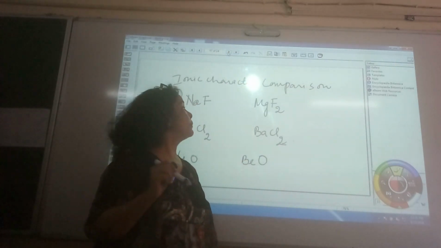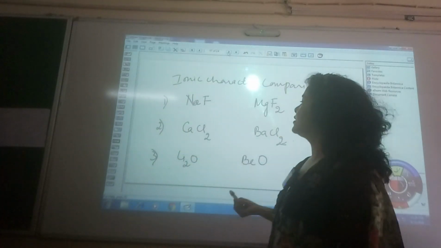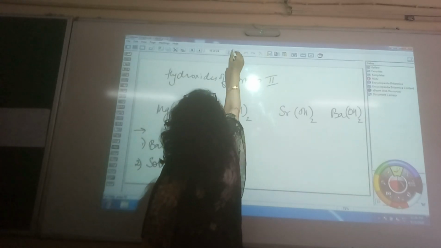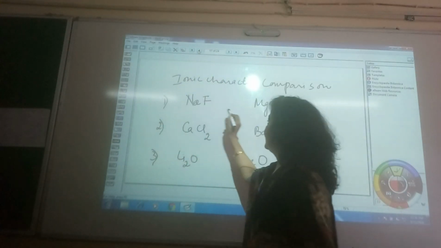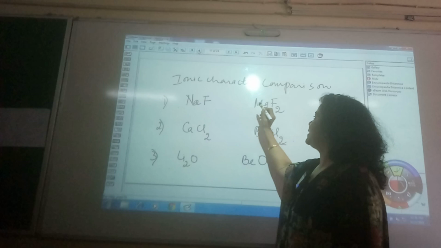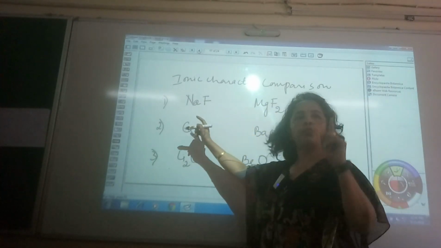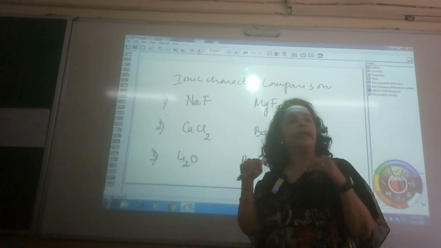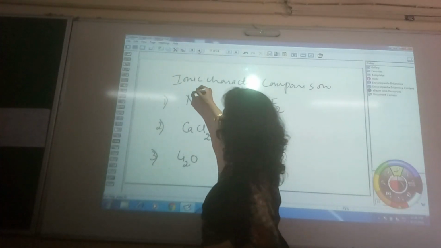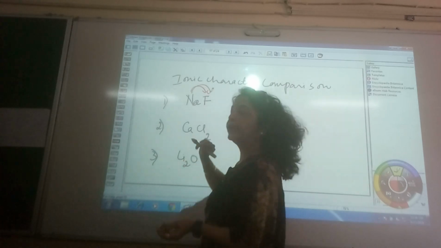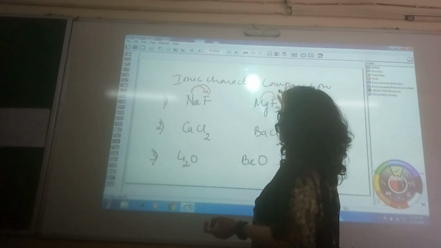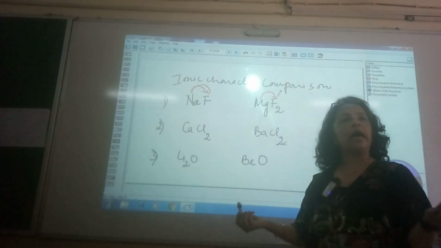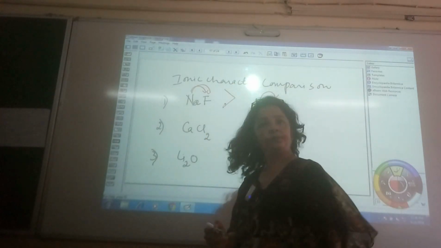Let us talk about the comparison of the ionic character. I have taken 2 examples, sodium fluoride and magnesium fluoride. Sodium is group 1, magnesium is group 2. Sodium has a larger size and has a lower ionization energy. So the electron transfer to fluorine is going to be easier in comparison to that of magnesium. Therefore, if the electron transfer is easy, automatically the ionic character would be high.